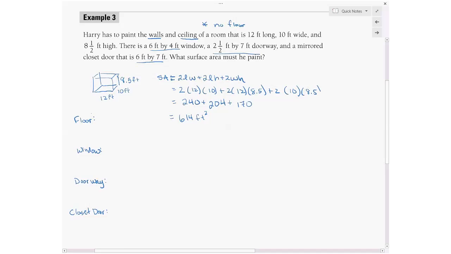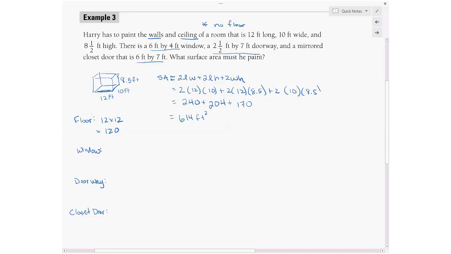Okay, so we have the floor here. The floor is this part here. It's 12 feet long by 10 feet wide. We don't need the height for the floor because we're standing on it. So this is 12 by 10, which is 120. We could have just done 1 length times width and added all those up, and then we would just add 120 here, but we're going to just work on subtracting it off.